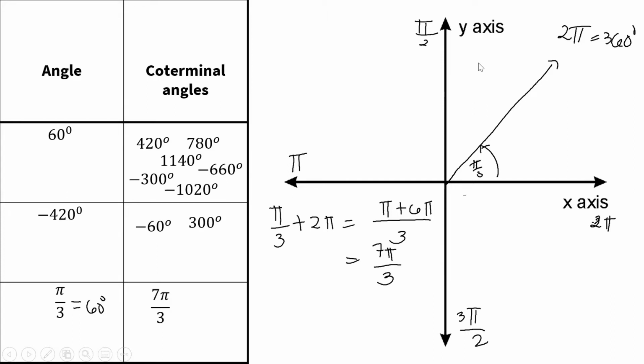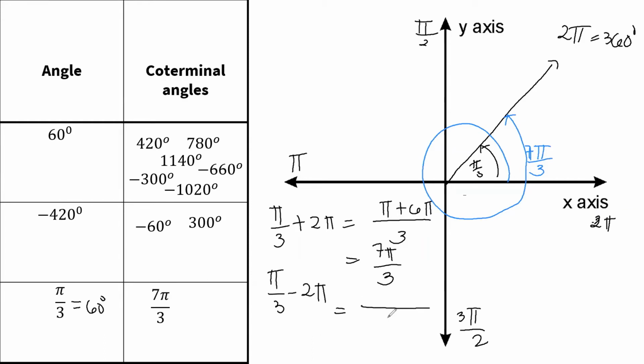So where is this 7 pi over 3? The 7 pi over 3 is positive, meaning the rotation is counterclockwise. So from here, okay, this is the 7 pi over 3. Now, to find the negative, just subtract 2 pi. So again, same. This is equal now to, get the LCD, 3 divided by 3 is 1 times pi is pi, minus 3 times 2 pi is 6 pi. So now subtract, we have negative 5 pi over 3.